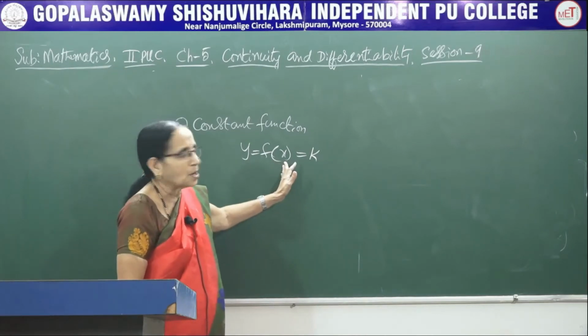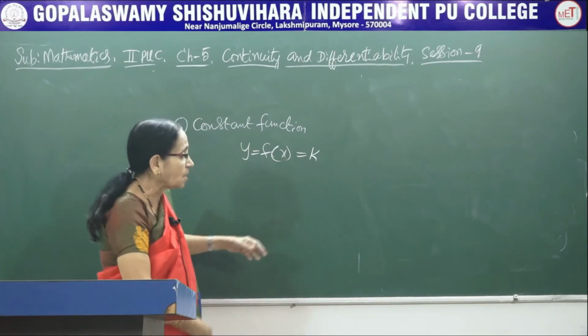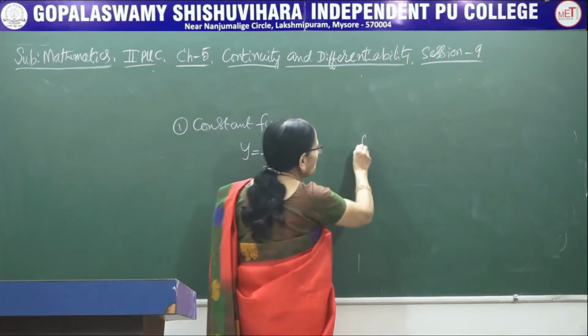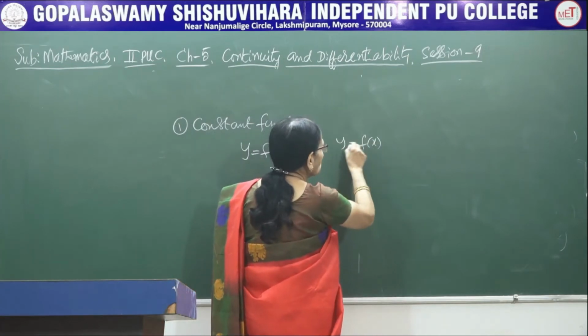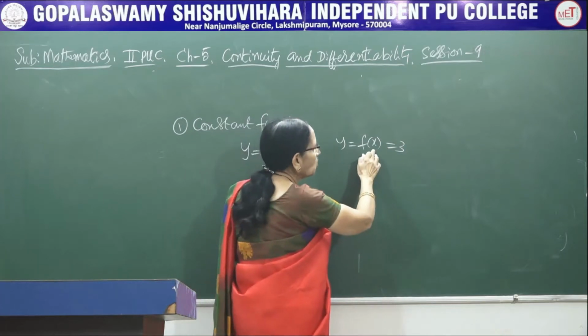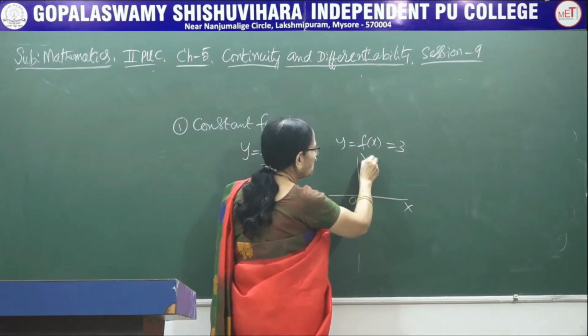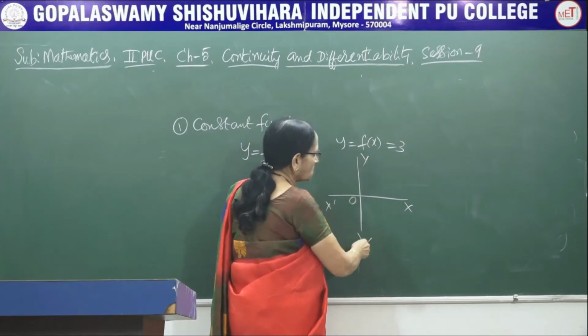Whatever may be the value of x here, suppose you give x is equal to 1, it would be k. I will take a numerical example. Suppose the function is like this, y is equal to f(x) equal to 3, let me assume. If I give the value 1 here, how do you draw the graph here? This is origin, x, y, x dash, y dash, isn't it?